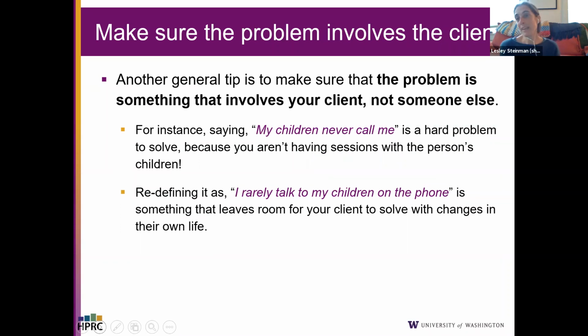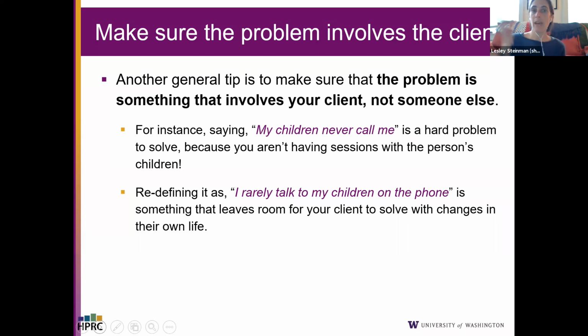The main thing, I think, in addition to getting specific, is just making sure that the problem is something that involves your client. So last week we gave the example of my children never call me, and then flipping it to I rarely talk to my children on the phone. And the reason that's important is for many older adults, they get sort of set in this, it's everybody else's problem but mine, like a broken record. And so it can be really hard to solve that, because at the end of the day, though I would love to be able to control other people, we often can't.